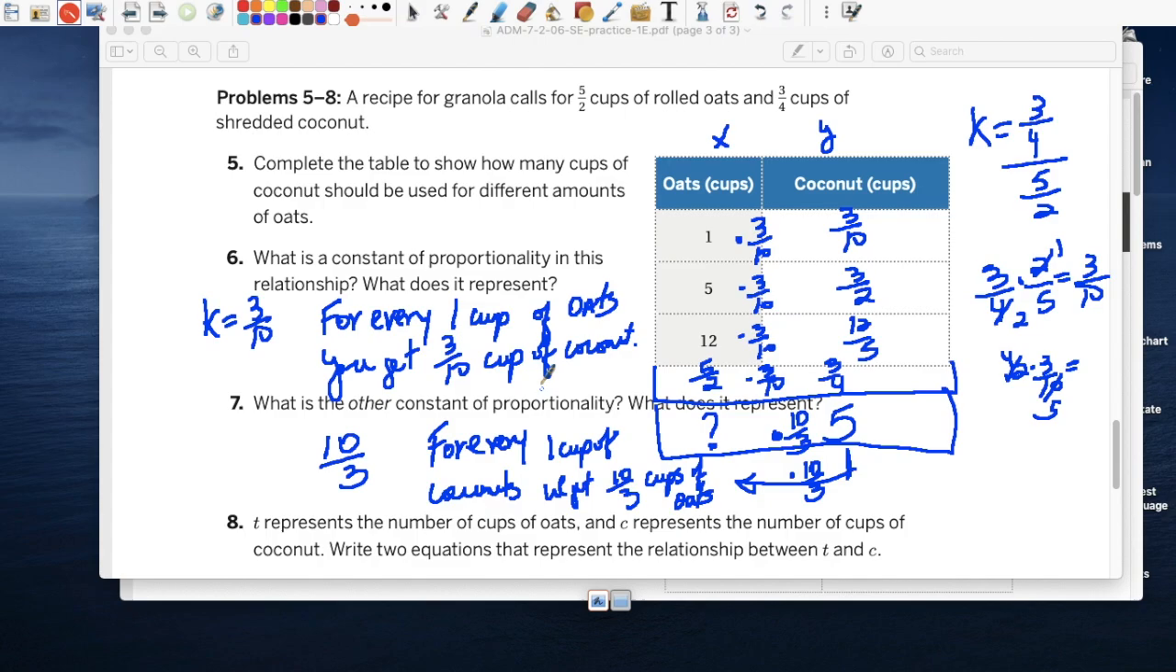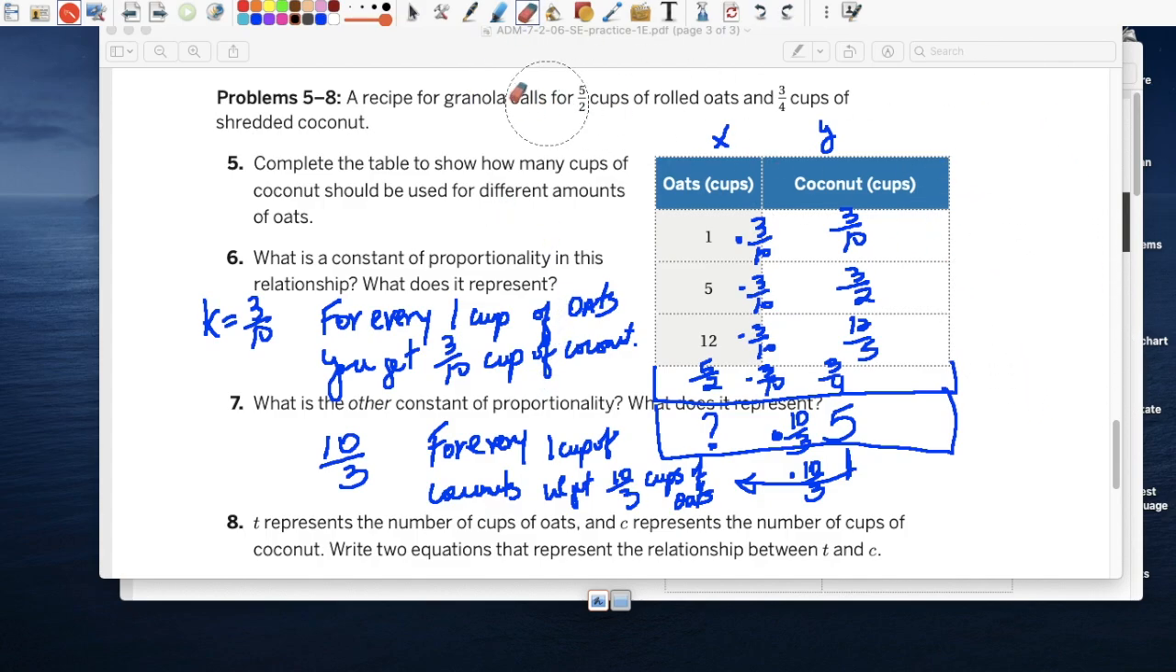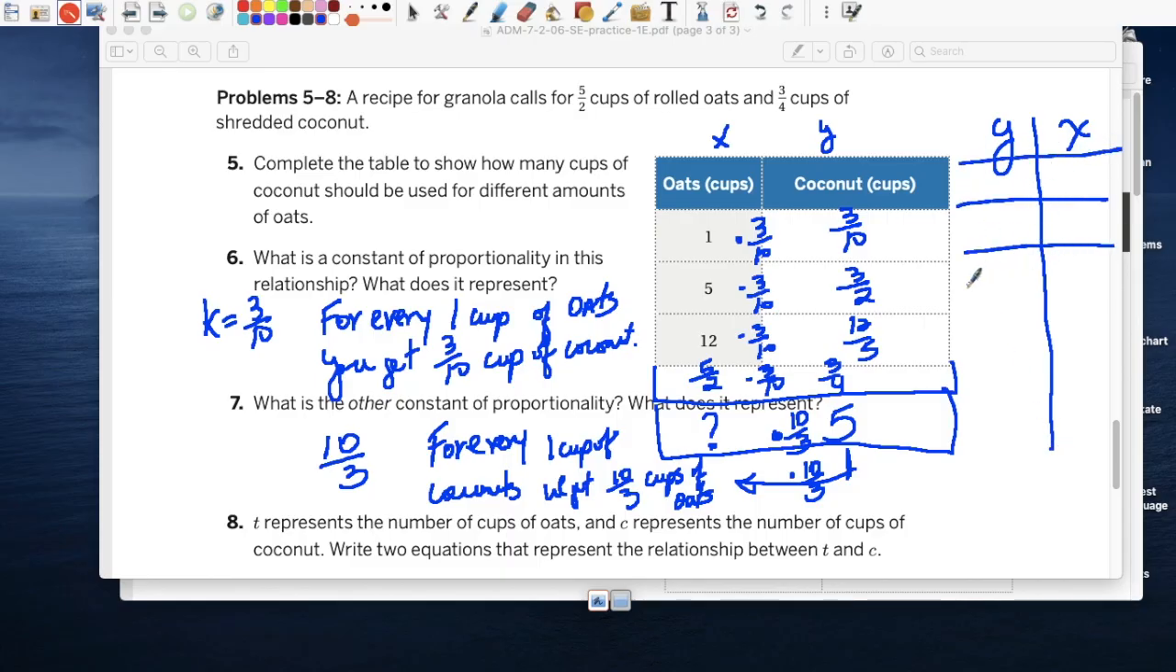Write 2 equations. Okay, so we're going to write 2 equations. So maybe I should have done 2. Let me erase this here. One is going the other way, so I'm going to quickly make another table over here. Right, and this one we know that, let's say you had 1 cup of coconut. How would I find x? You would multiply by 10 over 3. Right, so we're going this way, in that direction. So on the first table, you're multiplying x times the constant of proportionality to get y. So the equation for the first one, for this table right here, right?